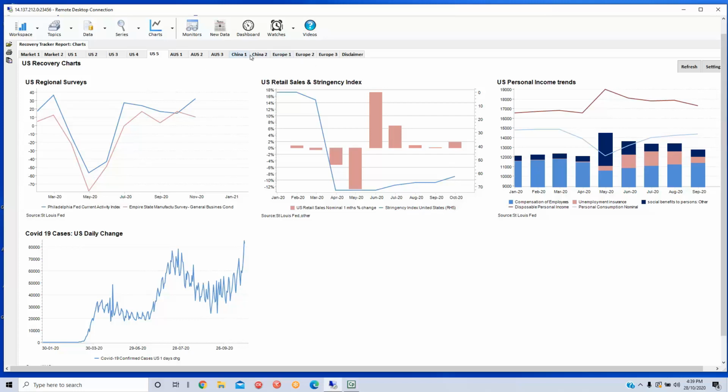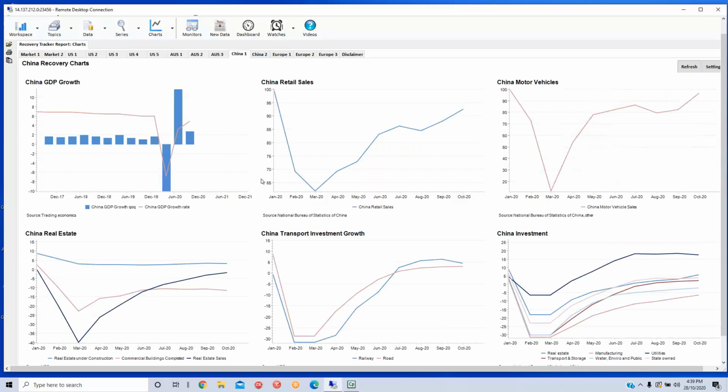If we now look at China, probably China's showing a better picture. Retail sales are almost back to where they were at the start of the year. In fact, on an annual basis, they're now positive. GDP is pretty much in line with where it was previous to COVID. Motor vehicle sales have recovered all their lost ground. Transport investment growth has recovered to previous levels, and particularly in the utilities space, investment has picked up quite strongly in China. Elsewhere, it's roughly back to where it was.